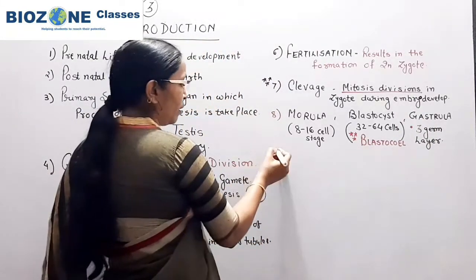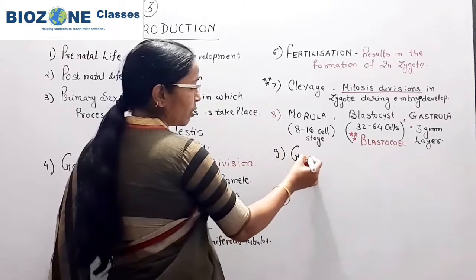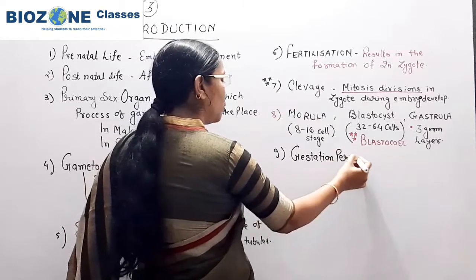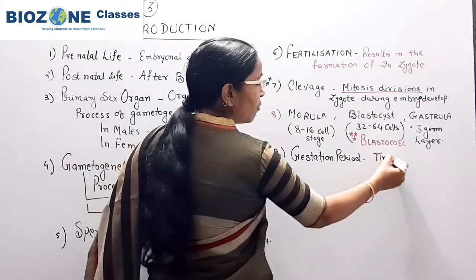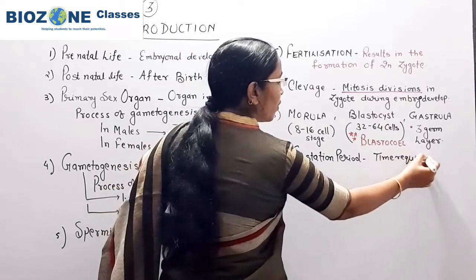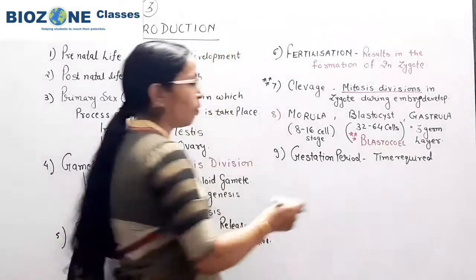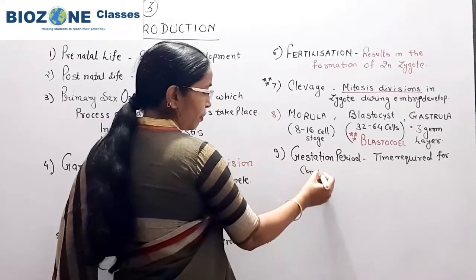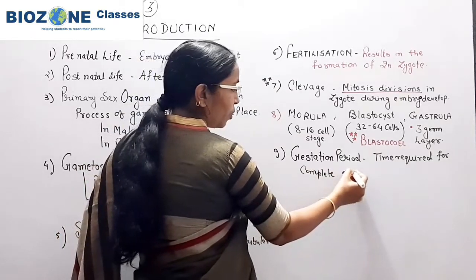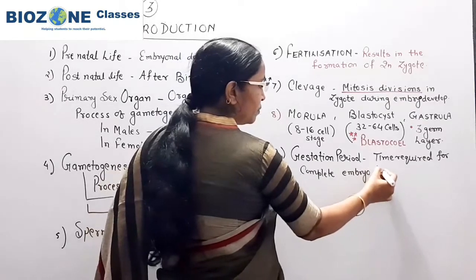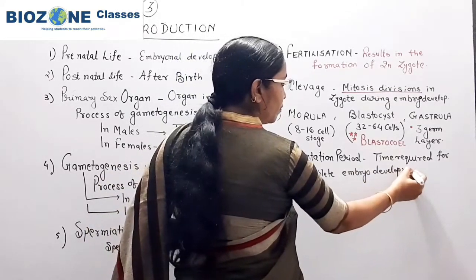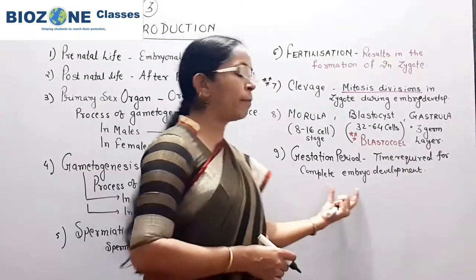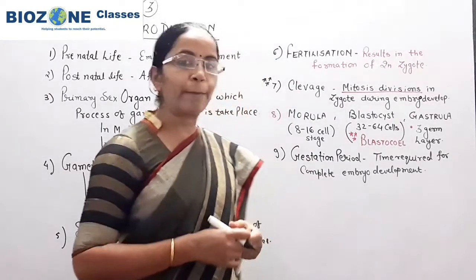Once embryo development begins, we study another term called the gestation period. Gestation period means the time period required for the maturation of the embryo, or complete development of the embryo. The time required for complete embryo development is called the gestation period. In human beings, this period is 9 months. So remember that part.